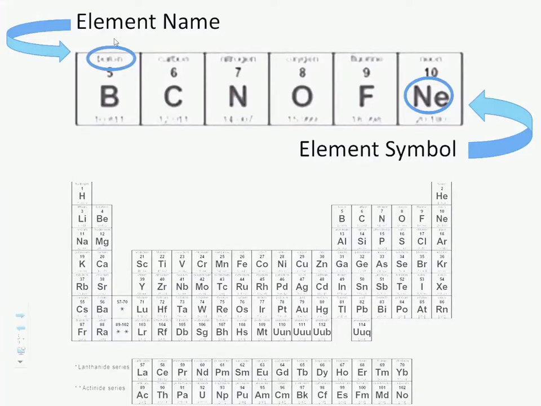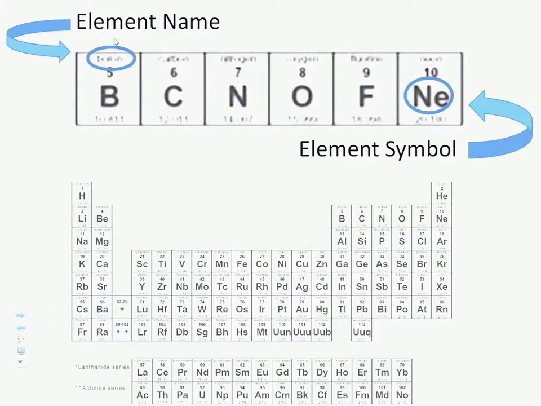The periodic table is a way of listing all of the elements that we've discovered or that we've synthesized. To begin with, what you want to look at is the element name. Notice that's circled here at the top. B is boron, the symbol is the B, and the name is boron. Then carbon is next with a big C, then nitrogen with a big N, oxygen with a big O, fluorine with a big F, and then neon with a big N and a little e. These are all of our elements.